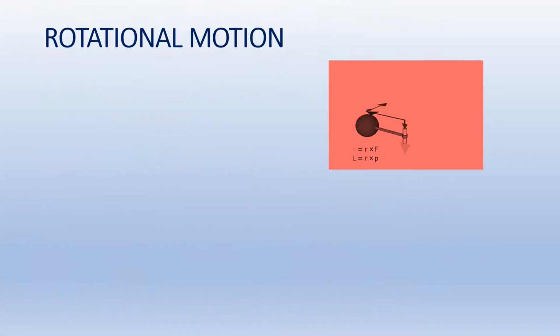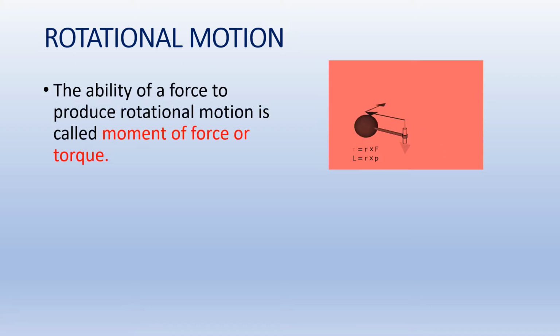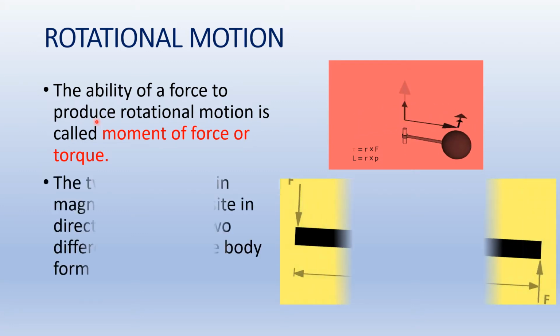Rotational motion. To learn about rotational motion, we should know what torque or a couple is. The ability of a force to produce rotational motion is called moment of force or torque. The torque is given by R cross F, where R is the perpendicular distance measured from the axis of rotation and F is the force applied to this bob. As the direction of the force changes, the direction of the rotation also changes.